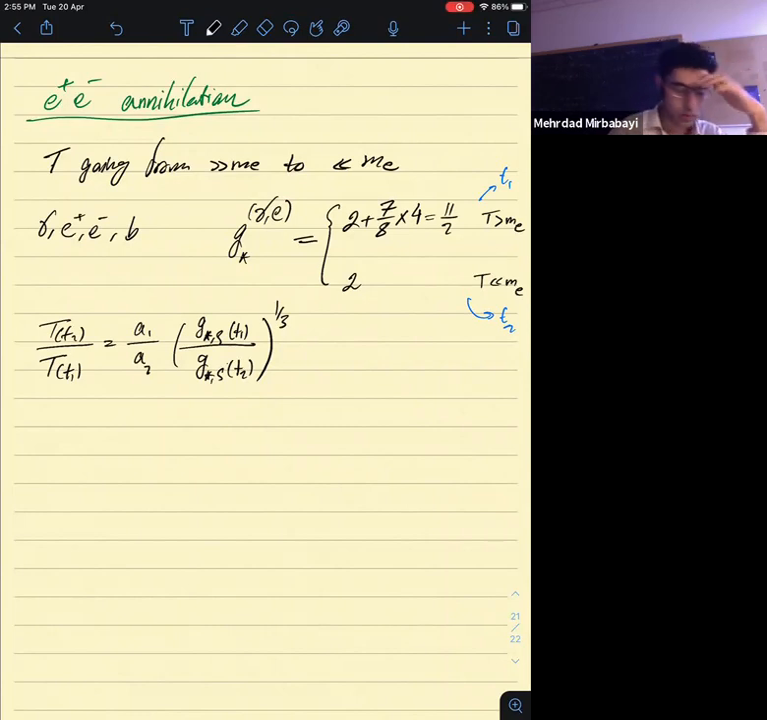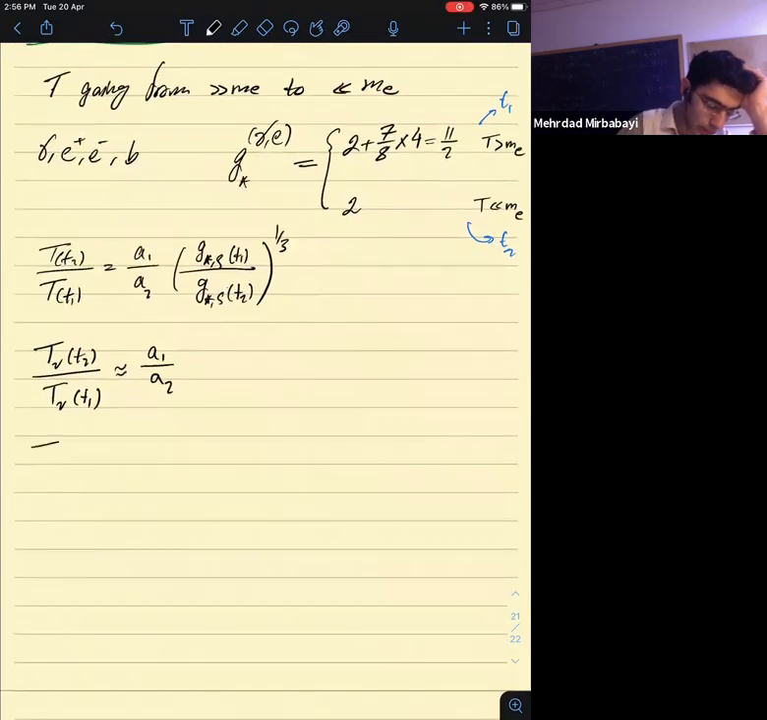What about the neutrino temperature? For the neutrino temperature, we have a simpler relation. Since they decouple, this is approximate, and later I'll say why I call this approximate. This will be a1 over a2. So during this transition, the number of relativistic degrees of freedom in the neutrino sector doesn't change. Therefore, they just redshift with this scale factor. The other fact that we know is that they start with the same temperature. By T, I really mean the T of photons. I could have denoted it by T_gamma, but let's just call it T. So anytime I write T it is T_gamma. So T at time t1, at the early time, the two sectors had the same temperature.